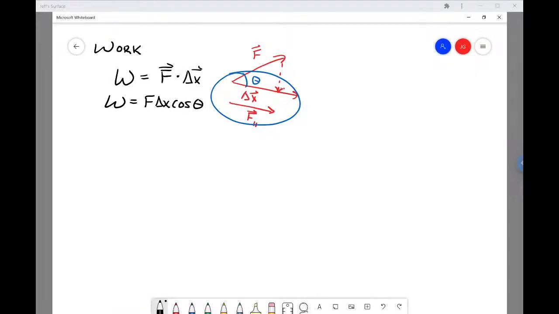All right, back to the whiteboard. So in the realm of work and energy, there are forces that are referred to as conservative forces.